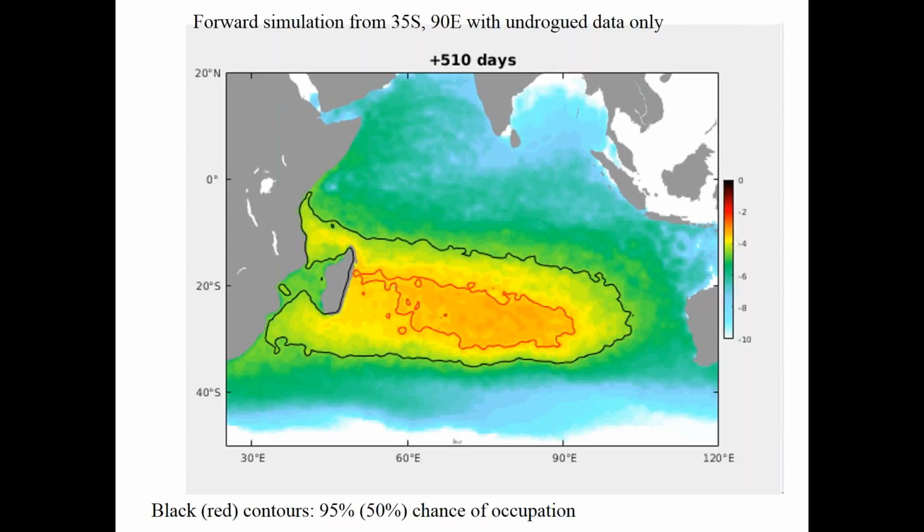So yeah, it looks like these different studies made implicit assumptions, explicit in the case of Trinanes et al., but implicit in those earlier ones, that ended up affecting their results very significantly because of the difference in how drogued versus undrogued drifters move around in the ocean.